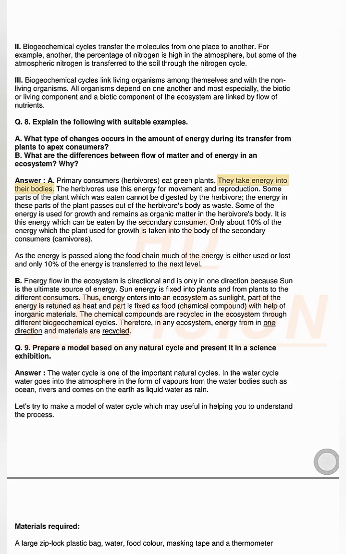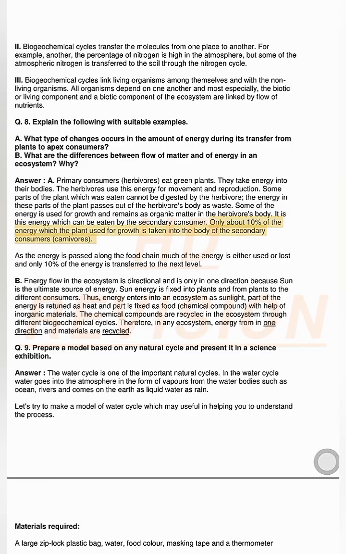They take energy into their bodies. The herbivores use this energy for movement and reproduction. Some parts of the plant which was eaten cannot be digested by the herbivore. The energy in these parts of the plant passes out of the herbivore's body as waste. Some of the energy is used for growth and remains as organic matter in the herbivore's body. It is this energy which can be eaten by the secondary consumer.